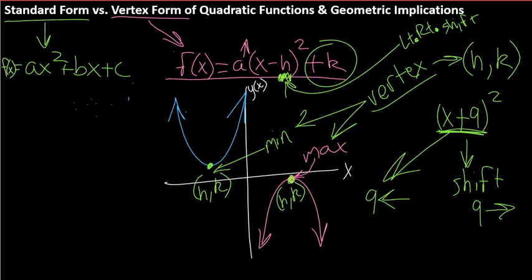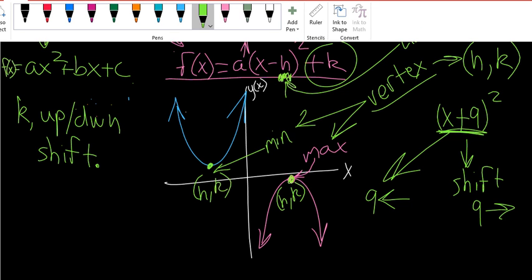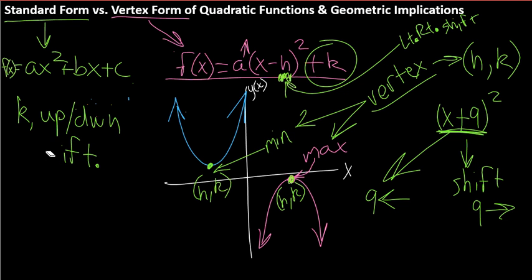This guy right here, the k, is your up or down shift. If k is positive, you shift up. If k is negative, you shift down. All right? So more or less, that pretty much covers vertex form. We need to elaborate a little bit further, though.